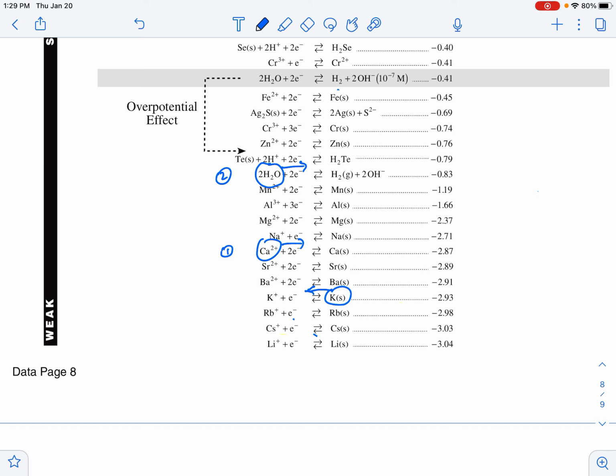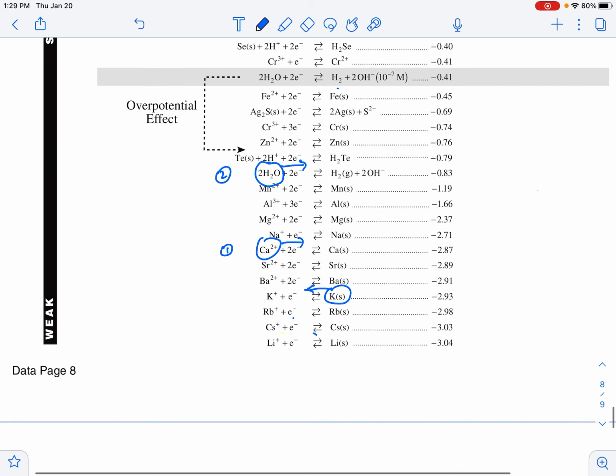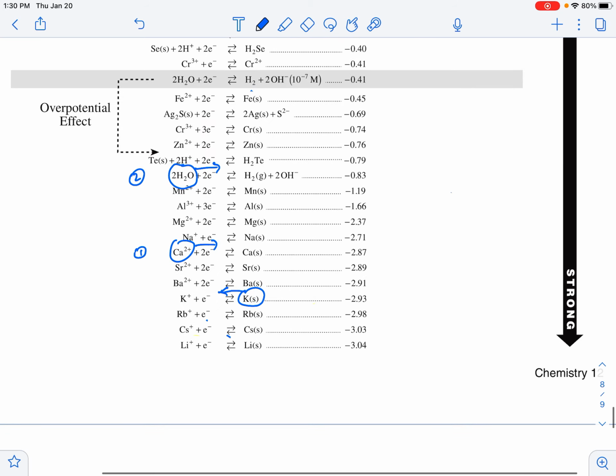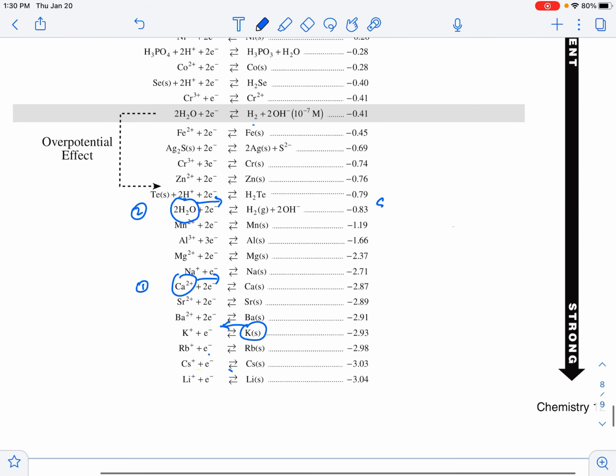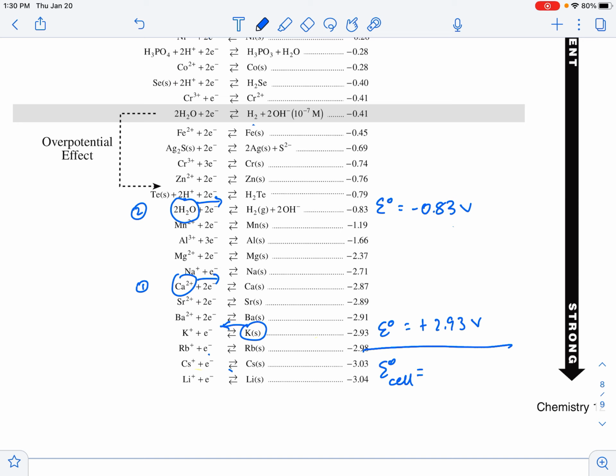Well, we already figured out that the calcium and the potassium were plus 0.06, so it was spontaneous, but barely spontaneous. This one, if water happened to be the reactant, then you'd be talking about negative 0.83 and positive 2.93. So as a matter of fact, the E cell, if we're talking about water, would have been positive 2.10, which is way more spontaneous than if calcium was to reduce.